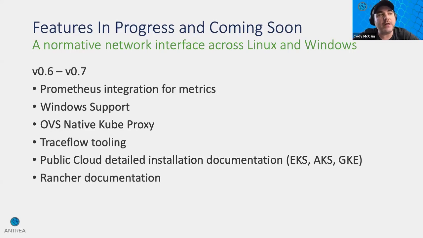But just as a short list, we're working on Prometheus integration so that we can provide metric support. As I mentioned, Windows support is right around the corner. We're working on the OVS native kube proxy, right, for performance. The trace flow tooling is a really cool feature that's going to basically say, hey, I want to inject a trace packet, right, from a source to a destination, and I want to understand actually how that transited my topology. From an infrastructure person, this is very, very valuable, to know exactly how it's going across your network without anything being hidden.